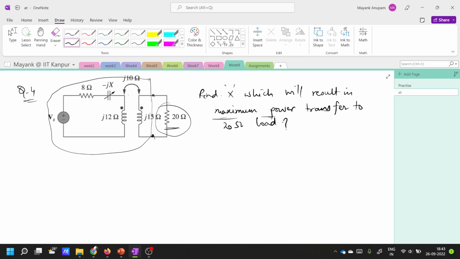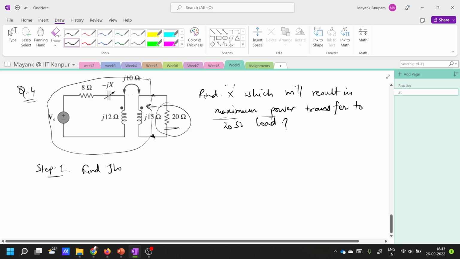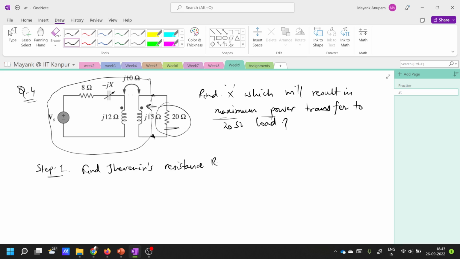If you want to find the condition for maximum power transfer, what do you do? You first find out the Thevenin resistance when you look into this network from this port, right? So you have to find out the Thevenin resistance. So how do you find Thevenin resistance? You first write it here. So step one is find Thevenin resistance RTH.